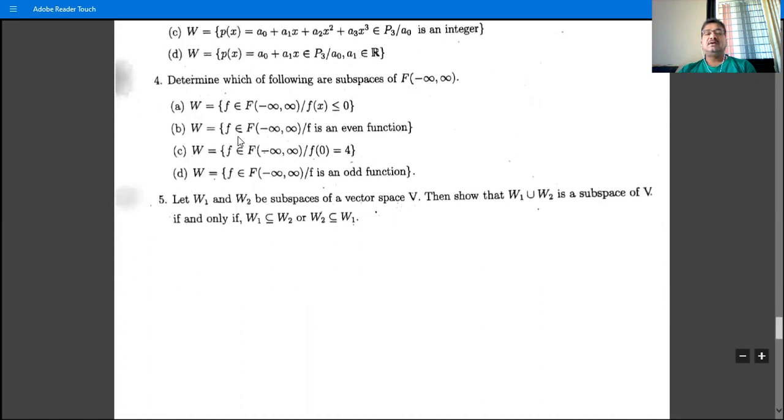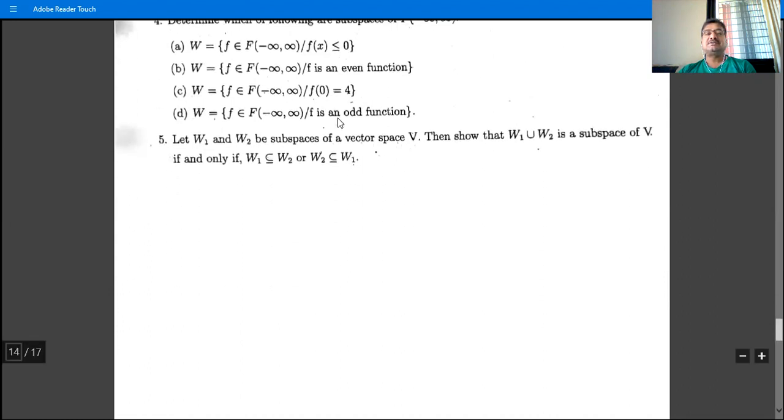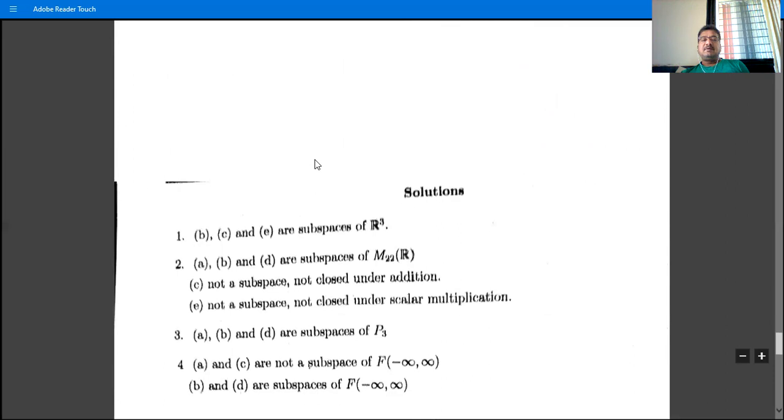This is the example on function space. Show that if W1 and W2 are subspaces of vector space V, then W1 union W2 is a subspace of V if and only if W1 is a subset of W2 or W2 is a subset of W1. Usually W1 union W2 is not a subspace of V, but it is a subspace if and only if this holds. So remember this condition.